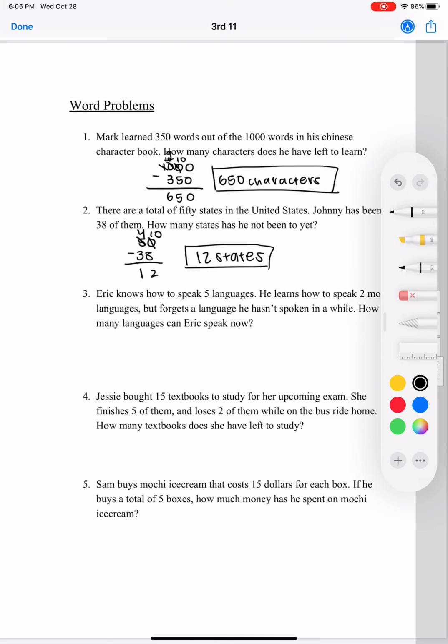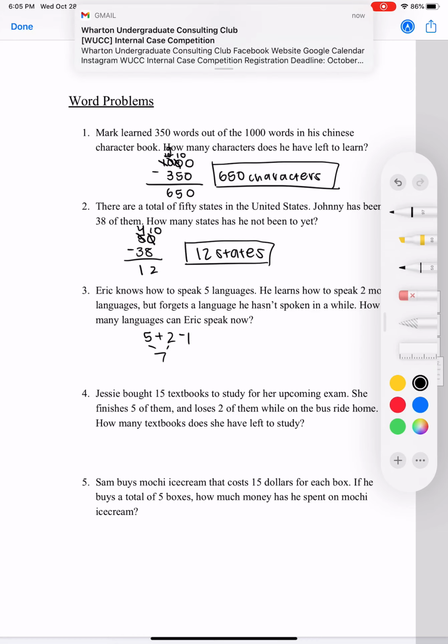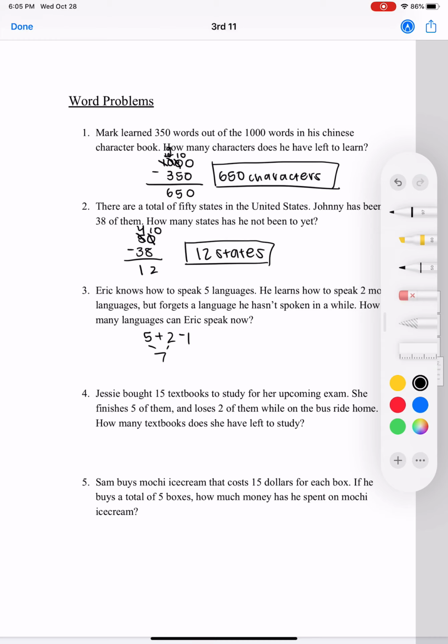Eric knows how to speak 5 languages. He learns how to speak 2 more languages, but forgets a language he hasn't spoken in a while. How many languages can Eric speak now? So he originally knows how to speak 5, but then he learns how to speak 2 more, so 5 plus 2 would equal 7. And then he forgets a language he hasn't spoken in a while, so you would have to do 7 minus 1, and that equals 6. So 6 languages would be your answer.